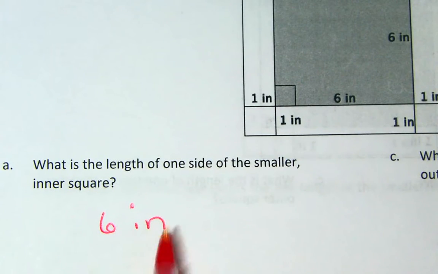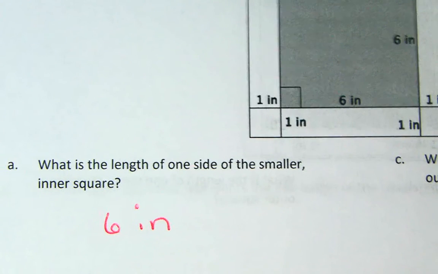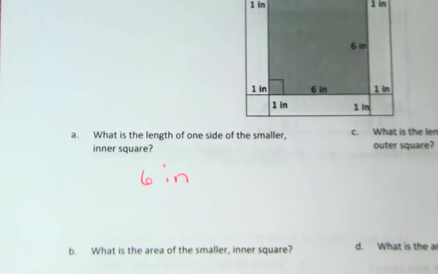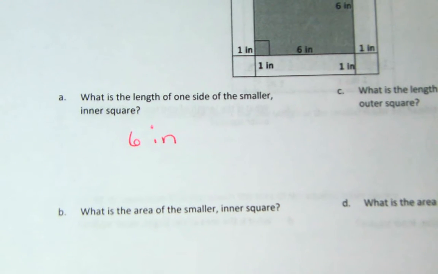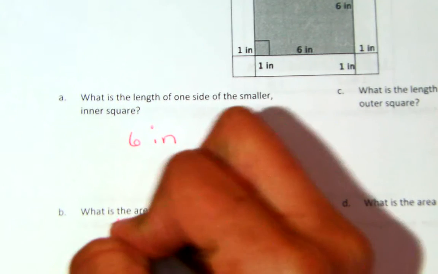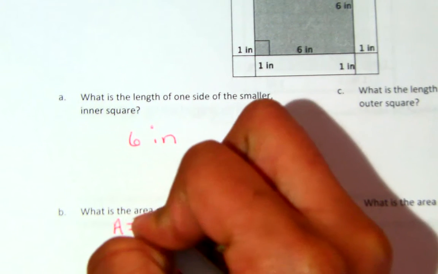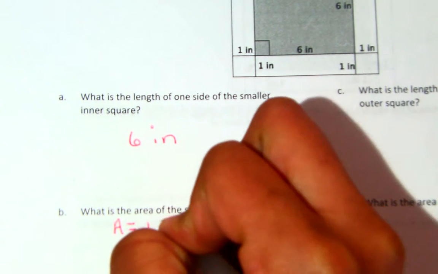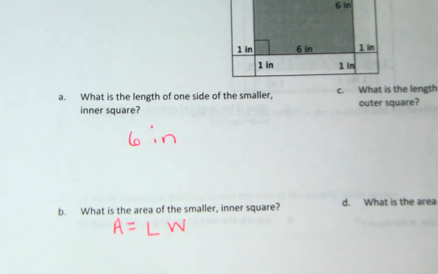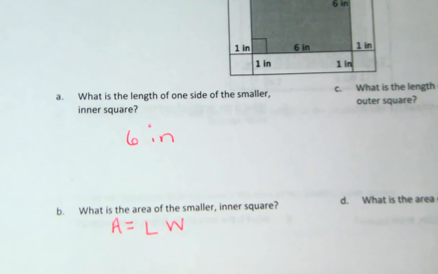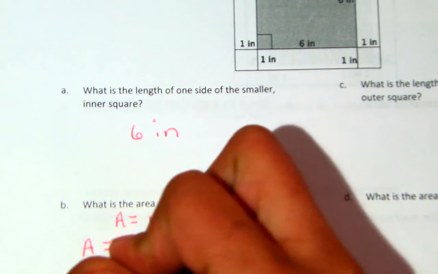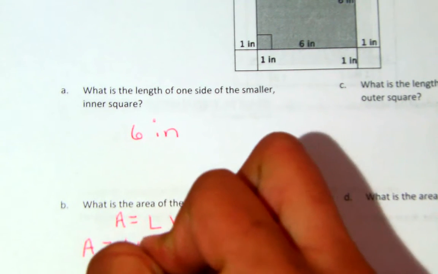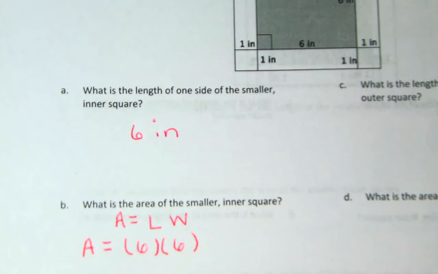Make sure you put your units with your figure. Let's move on to question B. Question B, I want to know what is the area of the smaller inner square. If you're thinking about previous grades, I know that area is equal to my length times my width. Particularly in a square, length and width are the exact same number. Using substitution, the formula for area looks like 6 times 6.